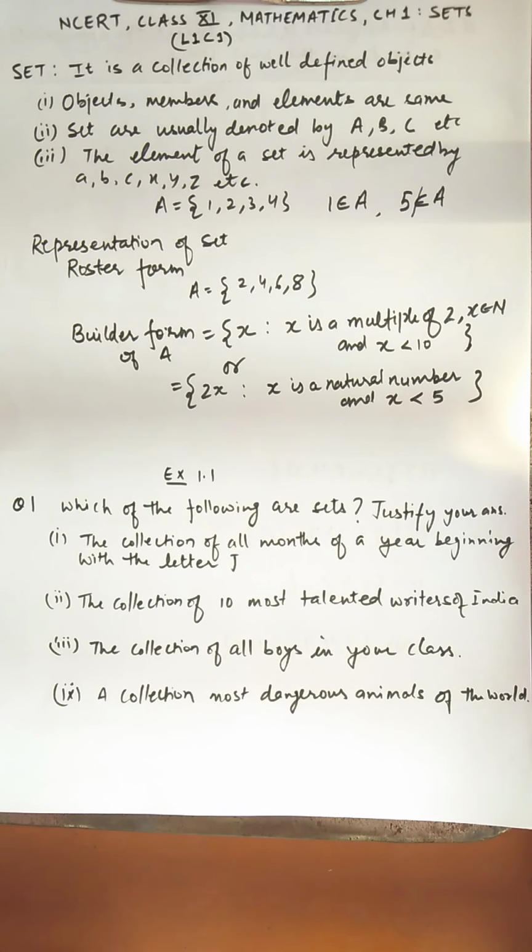Now we'll discuss the questions given in exercise 1.1. So question number 1 is they're asking which of the following are sets. Justify your answer. The first one is the collection of all months of a year beginning with the letter J. So if somebody wants to write all the months of a year which are beginning with letter J, then the months will be January, June and July.